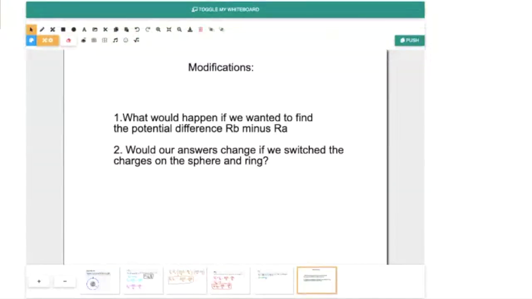The potential difference RB minus RA will be the opposite sign of our answer from Part 1. Did you get this correct? If not, you might consider reviewing the formula for potential difference.